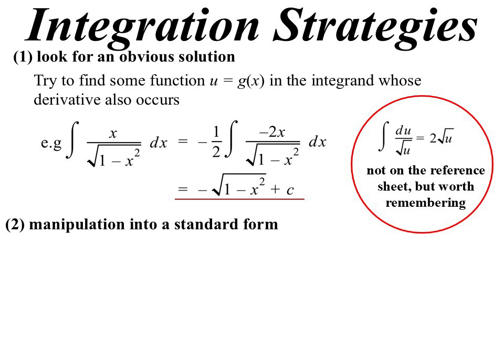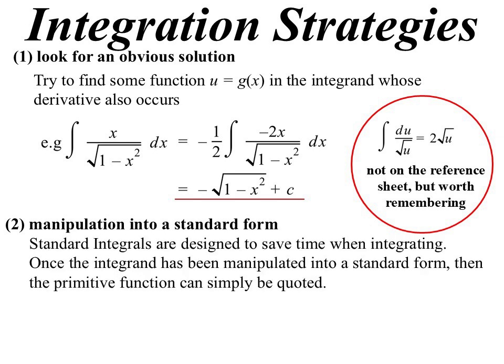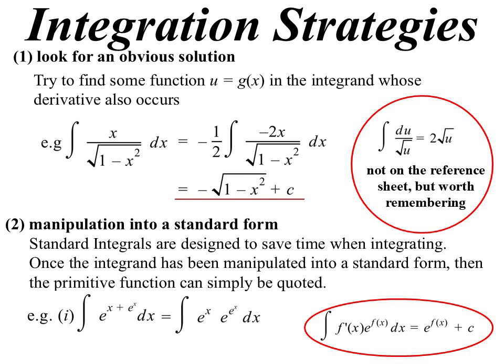So we see the obvious one can save us some time. Sometimes we have to do some manipulation to get it into that standard form. Remember, that's why we have the standard integrals. Saves us time. e to the power of x plus e to the power of x. This is possible to be manipulated. If I use my index laws, what this is really saying is e to the x times e to the x. I actually have now got derivative times e to the function, because the derivative of e to the x is e to the x. Now I have got it in that form.